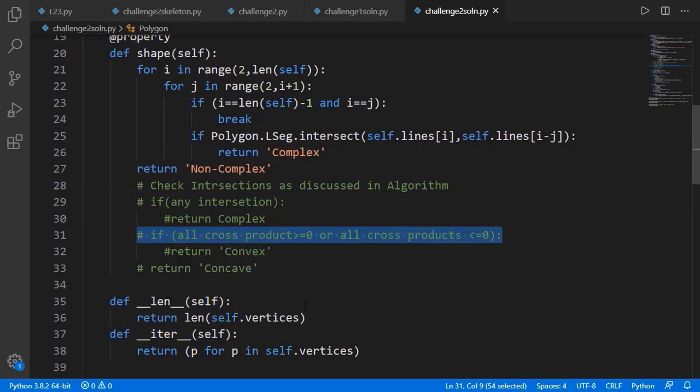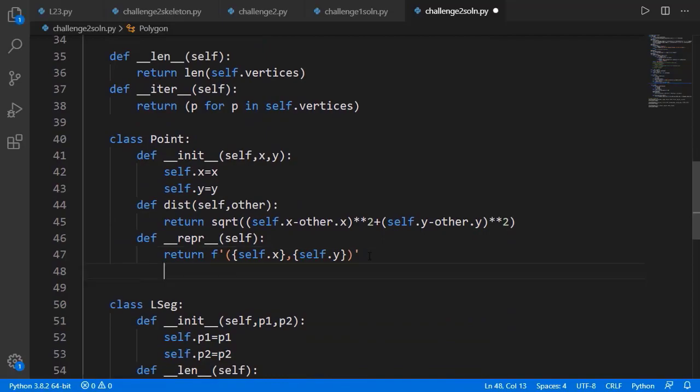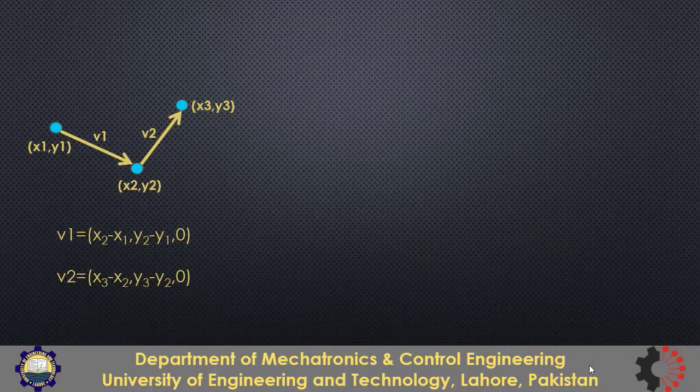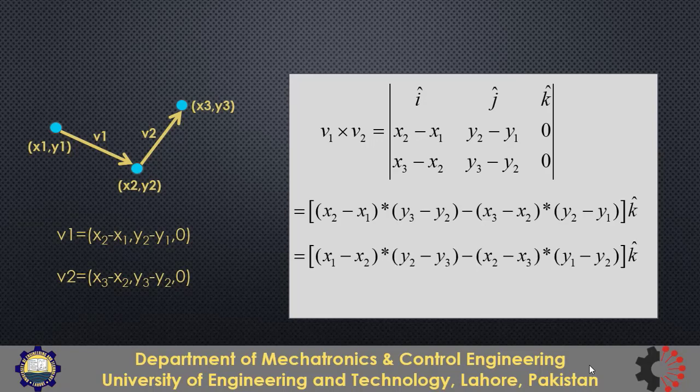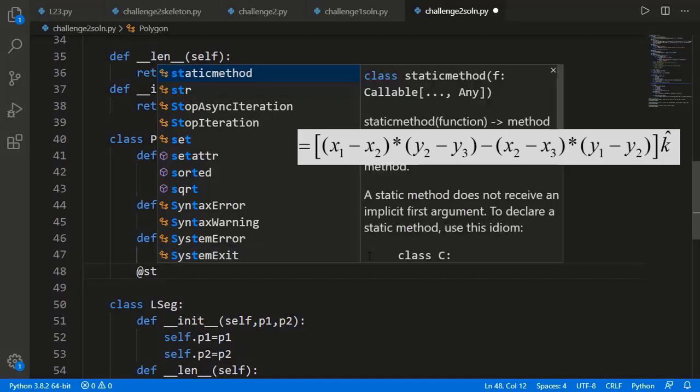Firstly, we will add the static method z cross product with point A, B and C. See this figure where 3 points are shown with their x and y components. Vectors v1 and v2 are calculated by subtracting the tail point from the head point. Z component of both v1 and v2 are 0. Now if we apply the formula of cross product between v1 and v2, it will only have the k unit vector part, which is the z component, and the value is shown by calculating the determinant of the matrix. So that's what we should return in this function.